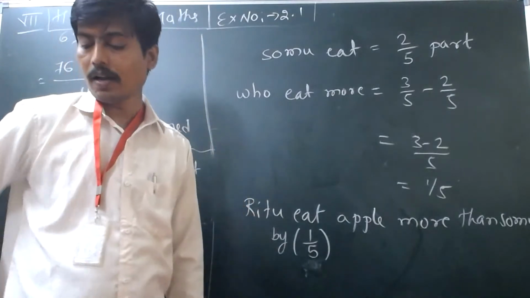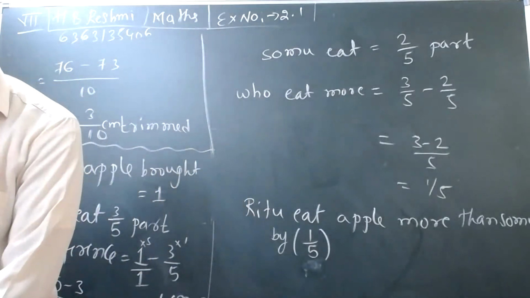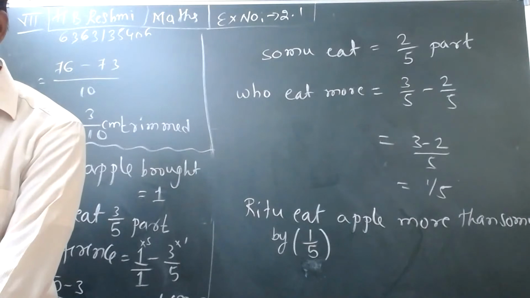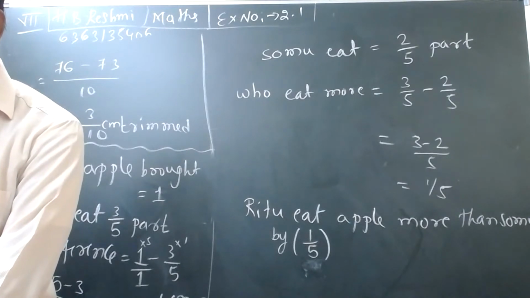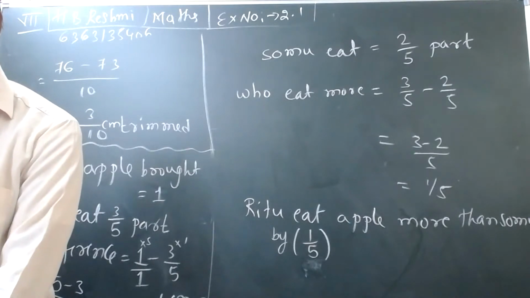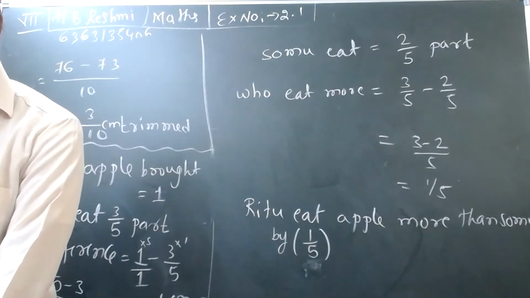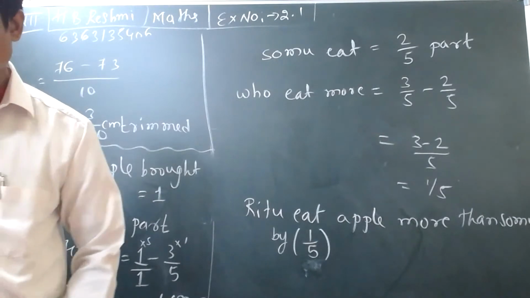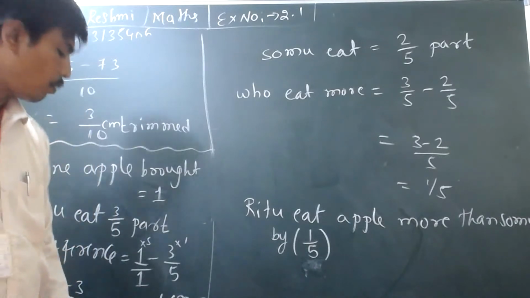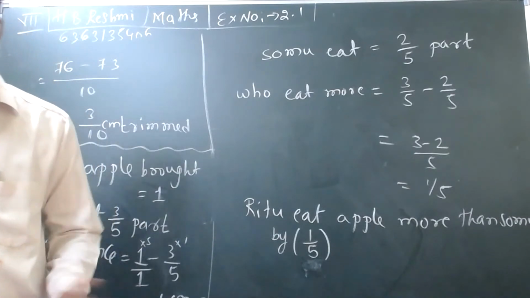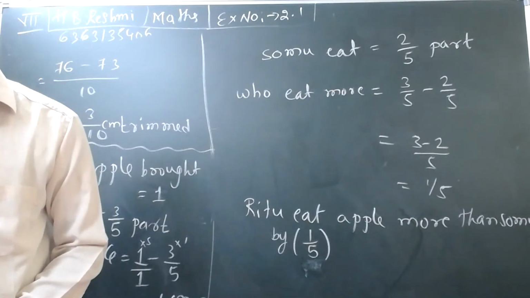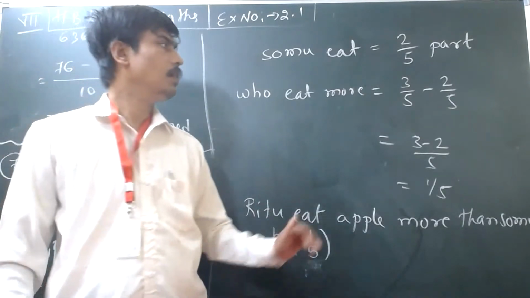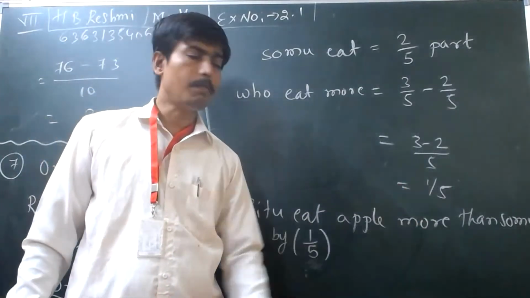Because the question is, Ritu ate 3 by 5 part of the apple and the remaining apple was eaten by her brother Somu. How much part of the apple did Somu eat? Somu ate 2 by 5. After this, who had the larger share? The answer is Ritu. By how much? 1 by 5.